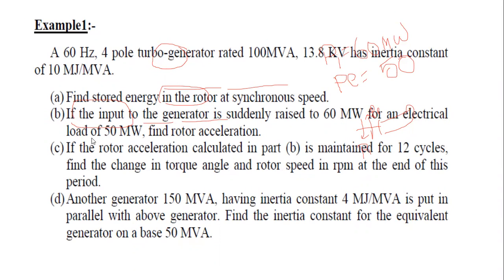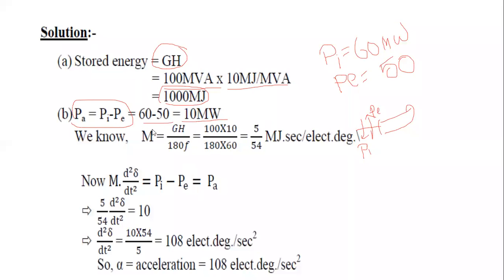Next we calculate M. If it is maintained for 12 cycles, find the change in the rotor angle. First we calculate M. M is equal to GH by 180 f, normally GH by pi f. This is the formula we saw in the previous class. Here we substitute 180 degrees.